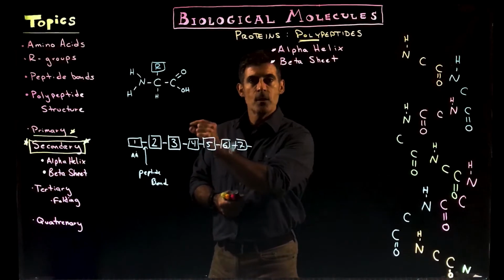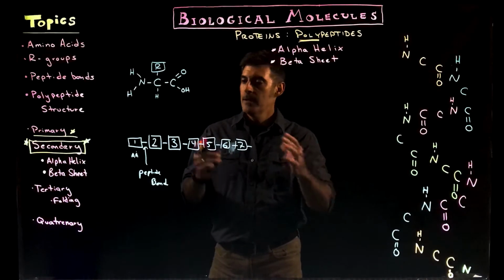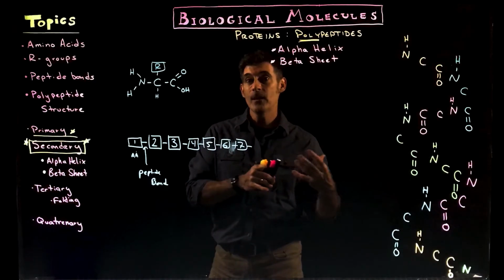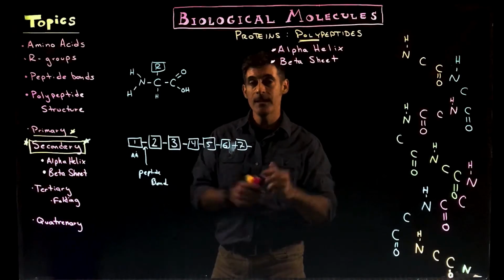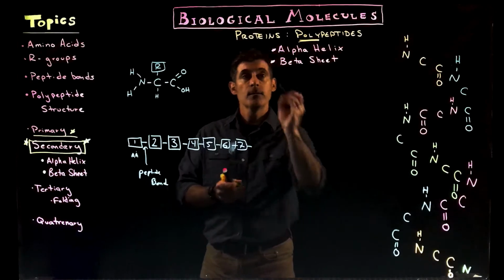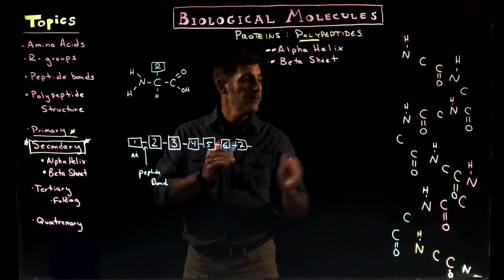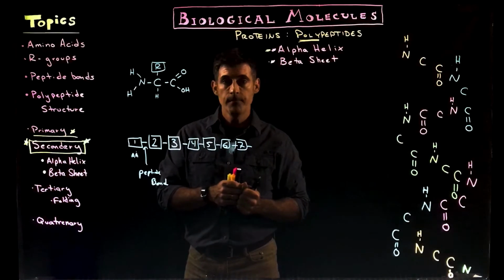But amino acids don't exist in just these long, straight chains. What happens is the amino acids start to interact with each other, and then they take on shape. So at the second level of structure, which we call the secondary structure, we have two characteristic shapes: alpha helix and beta sheet. We're going to focus here on alpha helix right now, and then we'll talk a little bit about beta sheet.